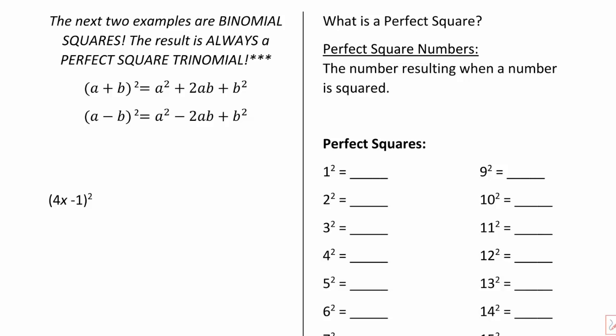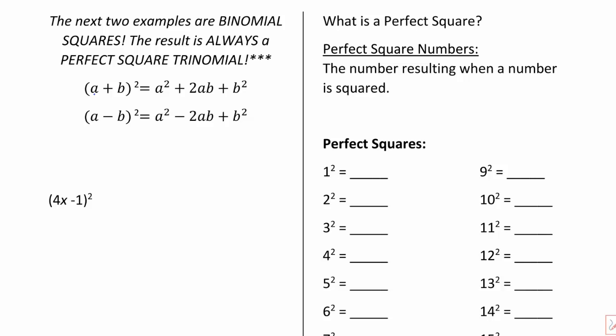It says the next two examples are binomial squares. The result is always a perfect square trinomial. Okay, so it looks like (a + b) squared is a squared plus 2ab plus b squared, and (a - b) squared is a squared minus 2ab plus b squared. Now, a lot of people ask, do you need to memorize these formulas? The answer is technically no, but you do need to memorize how to get these.